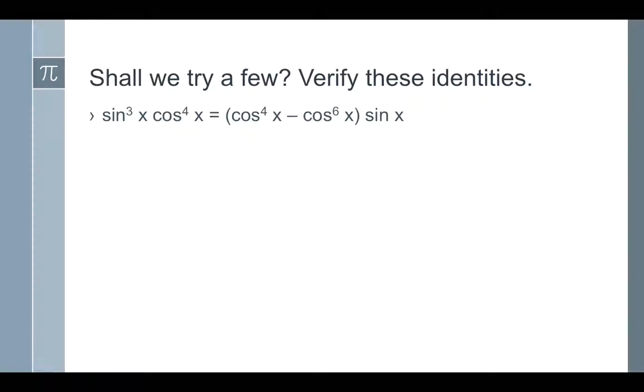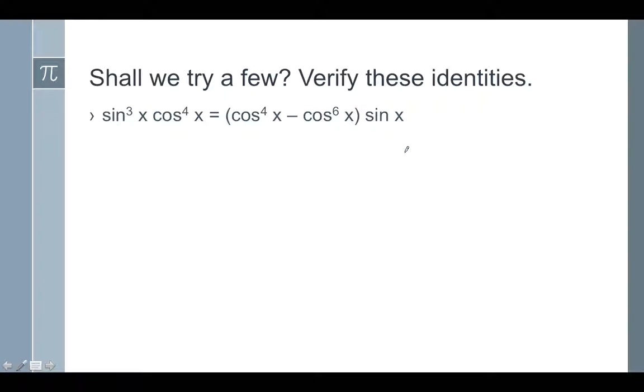All right, I think this is the last one here. Sine cubed x cosine to the fourth x is equal to cosine to the fourth x minus cosine to the sixth x times sine x. And again, this one's not as challenging as it looks either. Doesn't really matter which side you work with here. Both sides look a little bit complicated. I'm going to try to show you how to do it from the right-hand side, even though I think that might be the more challenging way to do it. I kind of like the left side, but I want to show the right-hand side.